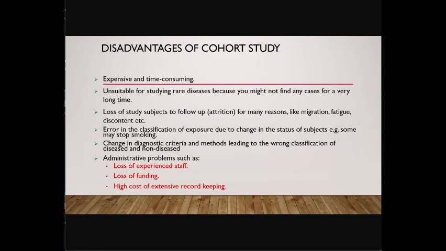Or people's status can change. Maybe somebody who was smoking before decided is no longer smoking. Or somebody who was working in that factory before changes job, right? The person became born again and is no longer smoking. So that's a form of attrition, right? Also, there could be error in classification because of that, or along the line, there could be changes in diagnostic criteria.